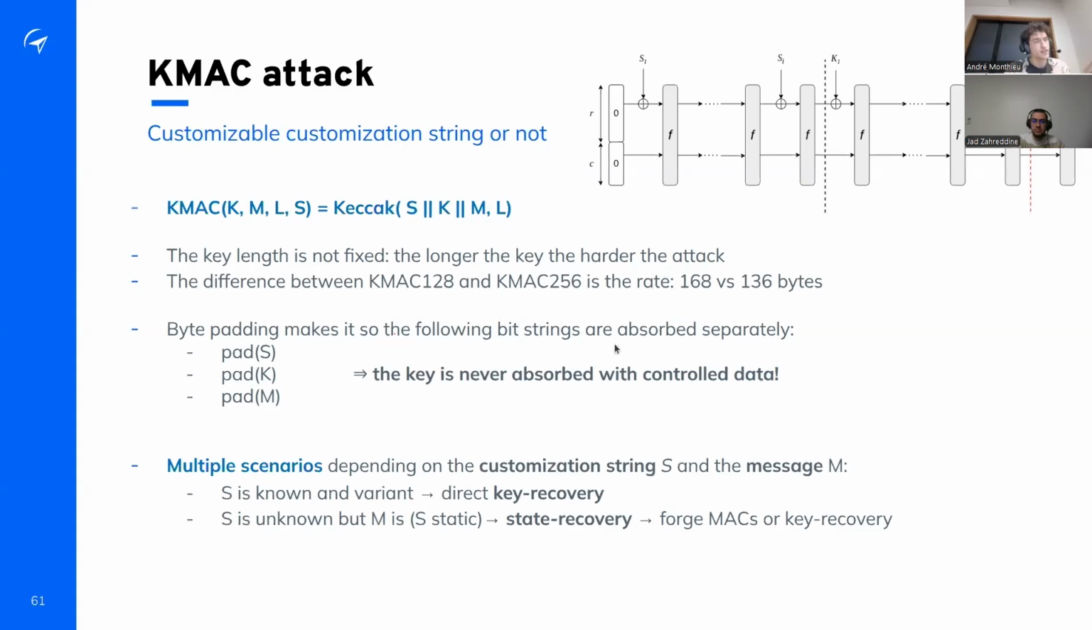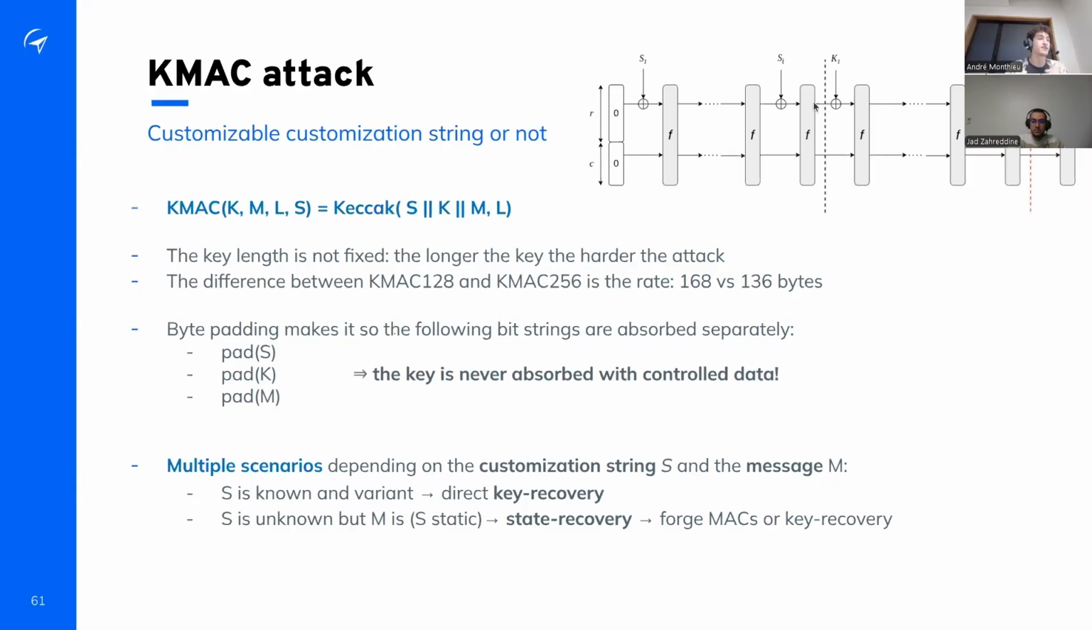So let's now see the 2 different scenarios depending on the customization string S and the message M. Let us assume that S is known and variant. So this first part here is known to the attacker and it varies. This means that an attacker could be targeting as soon as the key is being absorbed with the differential attacks. This would lead to a direct key recovery.